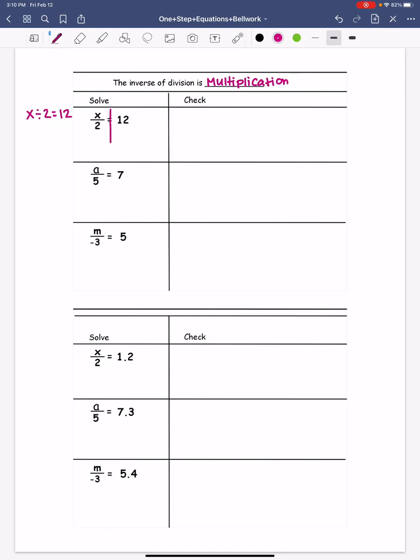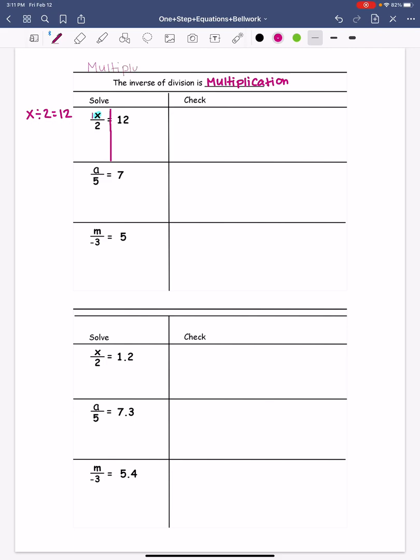We're going to divide into two parts here. Now remember that I can stick a 1 here. So now I have 1x divided by 2 equals 12. So x is my variable, and what's keeping it from being alone is being divided by 2. So we're going to multiply by the reciprocal.